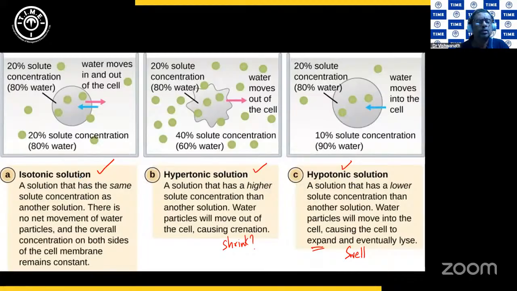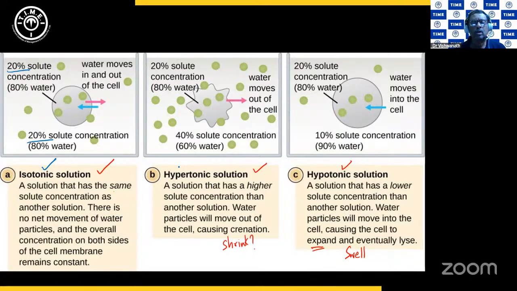Now, isotonic solutions are what? Those where the outside concentration and the inside concentration are the same. See, inside there is 20% solute, outside also there is 20% solute. So there is no osmosis, right? Isotonic solutions are solutions where the number of particles is the same. When the number of particles is the same, the osmotic pressures will be the same. So there is no osmosis.